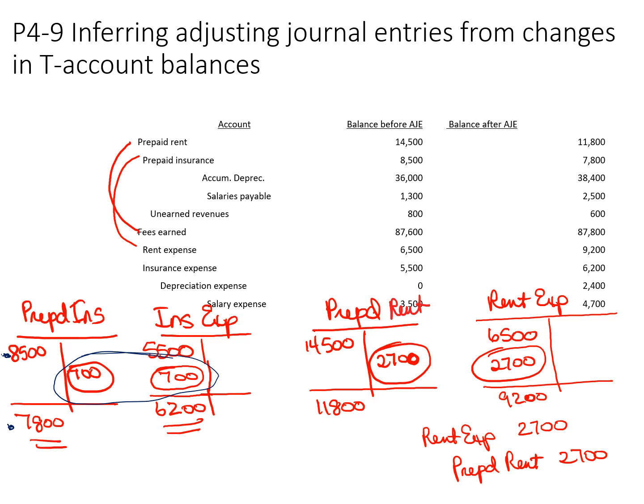Now when we look at prepaid rent, before the adjusting entry was $14,500 and afterwards was $11,800. So we must have used some rent, or some rent expired. So if I look at what's happening in the rent expense account, before was 65 and after 92. So again, same amounts. We must have debited rent expense and credited prepaid rent for $2,700, the amount we used during the period. Ready for another one?